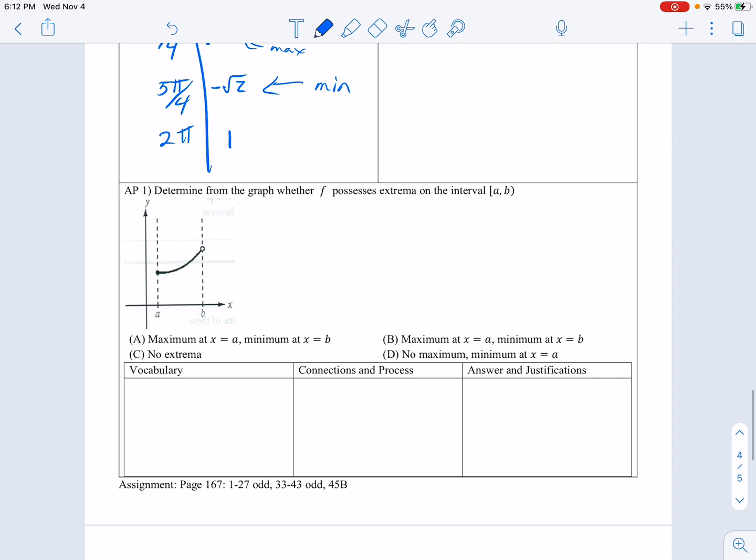And the very last one, it asks you if it has extrema on it, closed at A and open at B, just like the picture. And this can be a minimum. That can't be a max because it's a hole. Okay, so you have no max, you have a minimum at A.